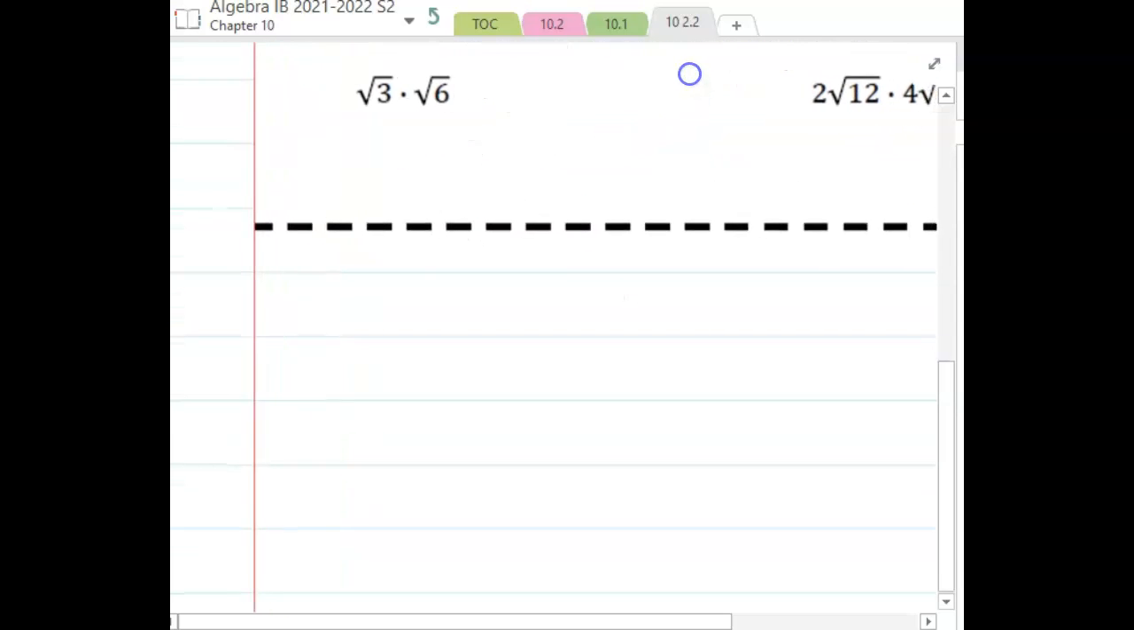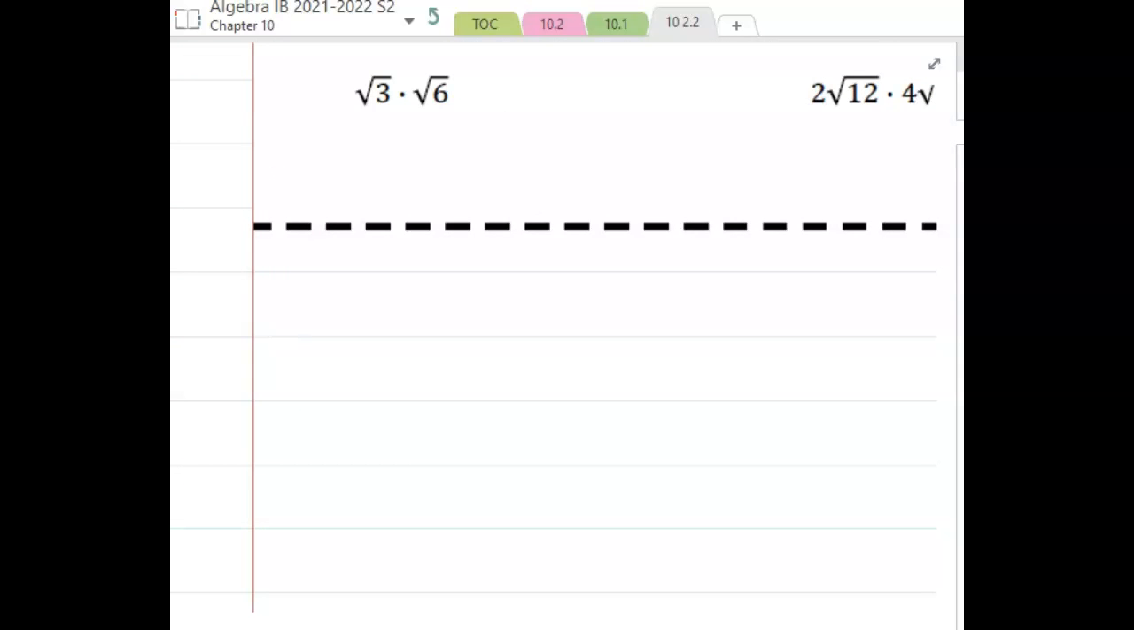So let's try this first one here. If I were to take the square root of 3 times the square root of 6, the 3 and the 6 are both under the radical. They're in the same place, so you can multiply them together. You take 3 times 6, you get 18. But since they started under the radical, when you multiply them, they have to stay under the radical. So I get the square root of 18.